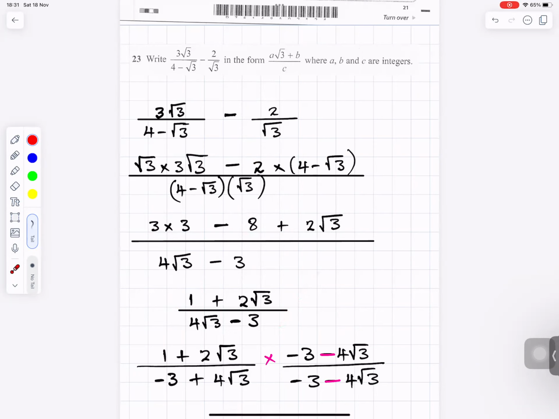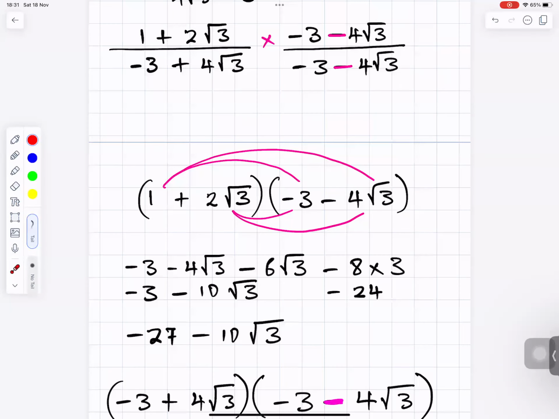Now we have to do what they call rationalize the denominator. So it's minus 3 plus 4 root 3. So we multiply it by minus 3, change that plus to minus, minus 4 root 3. All of this is like multiplying by 1 over 1, because when you divide this, it will be 1. So let's do the numerator first.